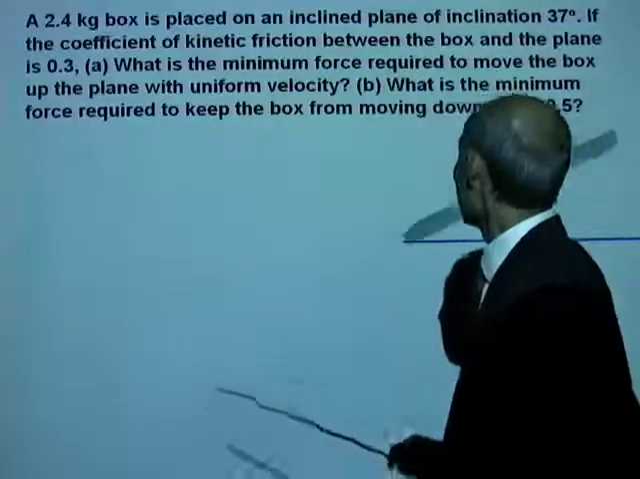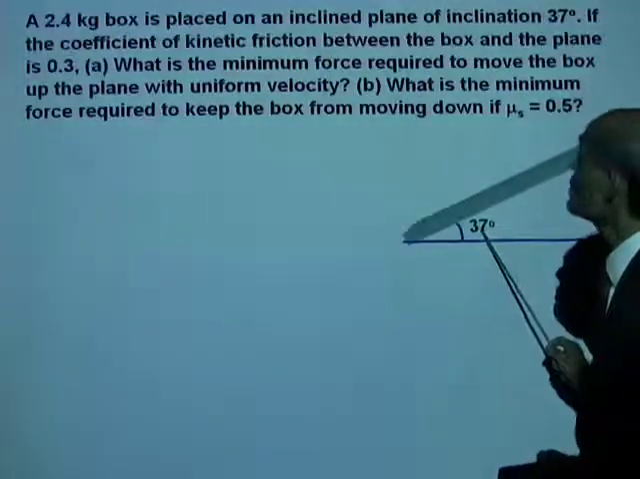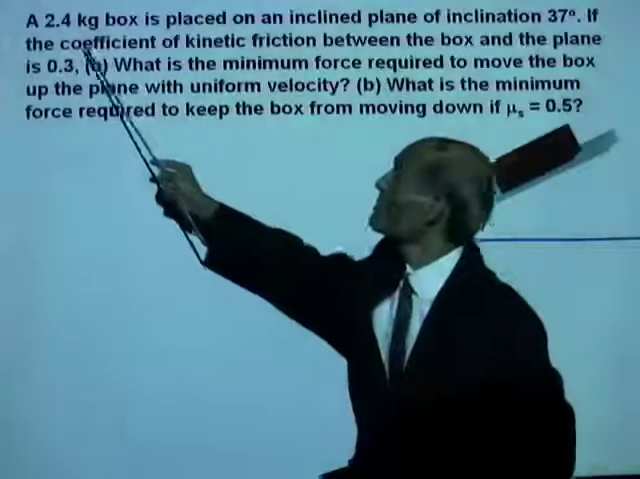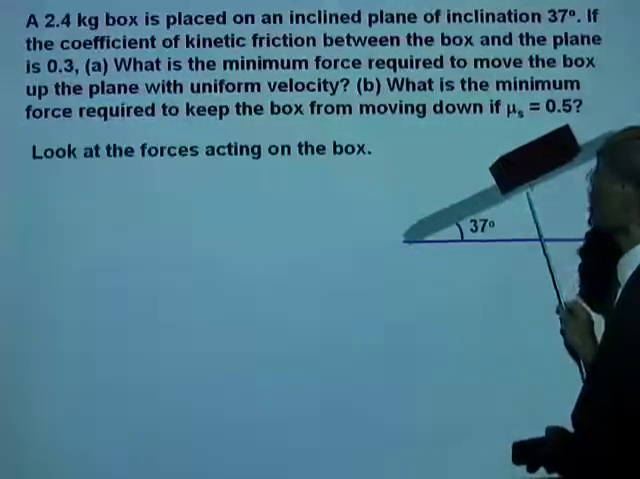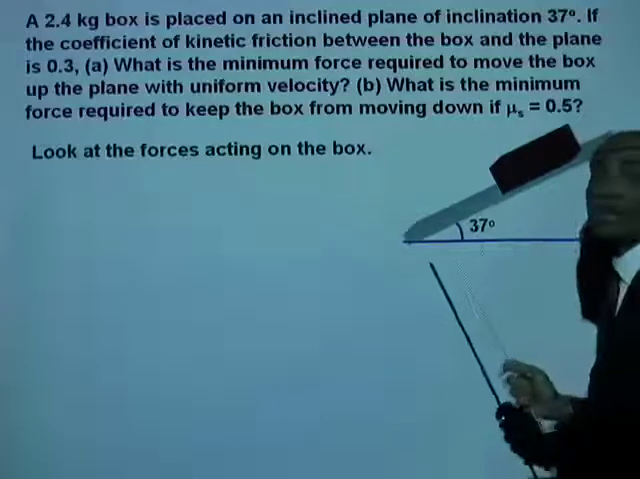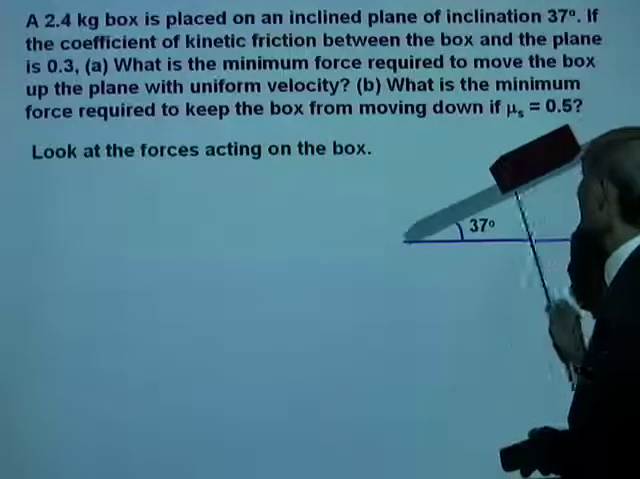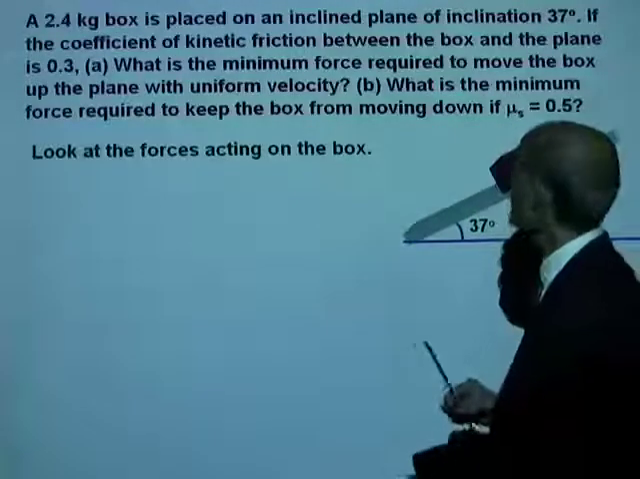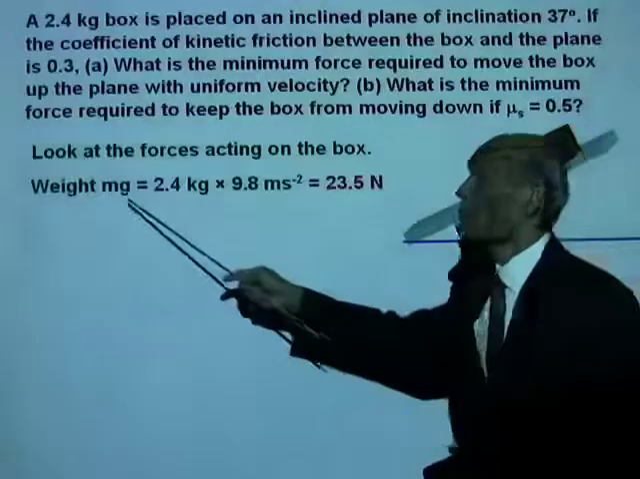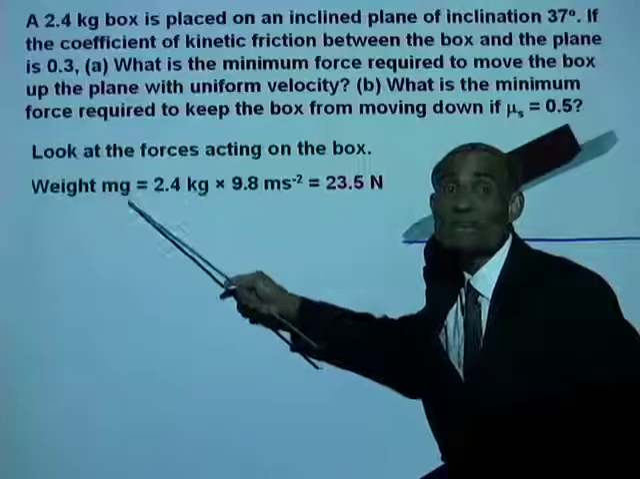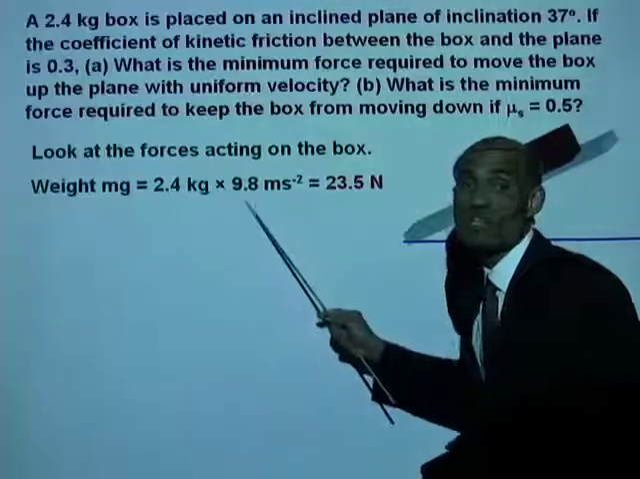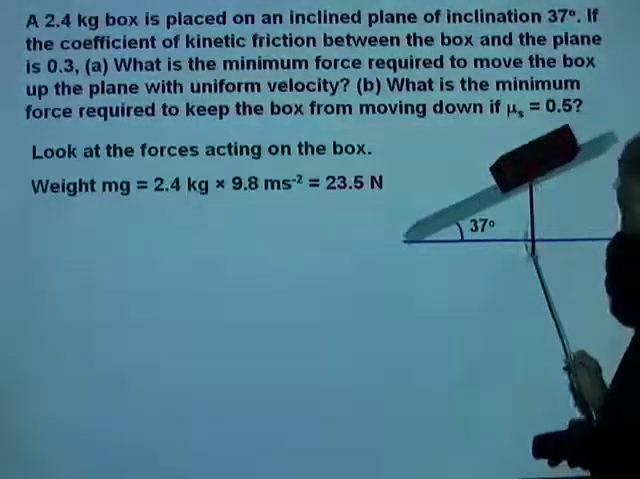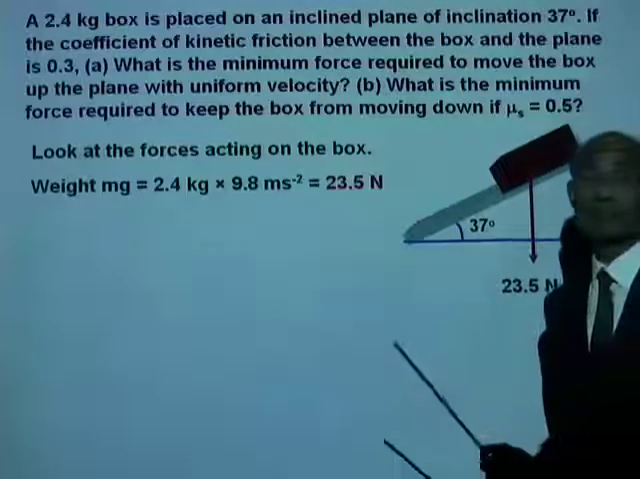Okay, we have an inclined plane of inclination 37 degrees, and you have a box of mass 2.4 kilogram on the inclined plane. Now let's look at the forces on this box. This is just a review from 2 lessons ago, is that right? What are the forces acting on the box? The weight of the box equal to mg. M is 2.4 kilogram, g is 9.8 meter per second squared. So the weight is 23.5 Newton acting vertically down.